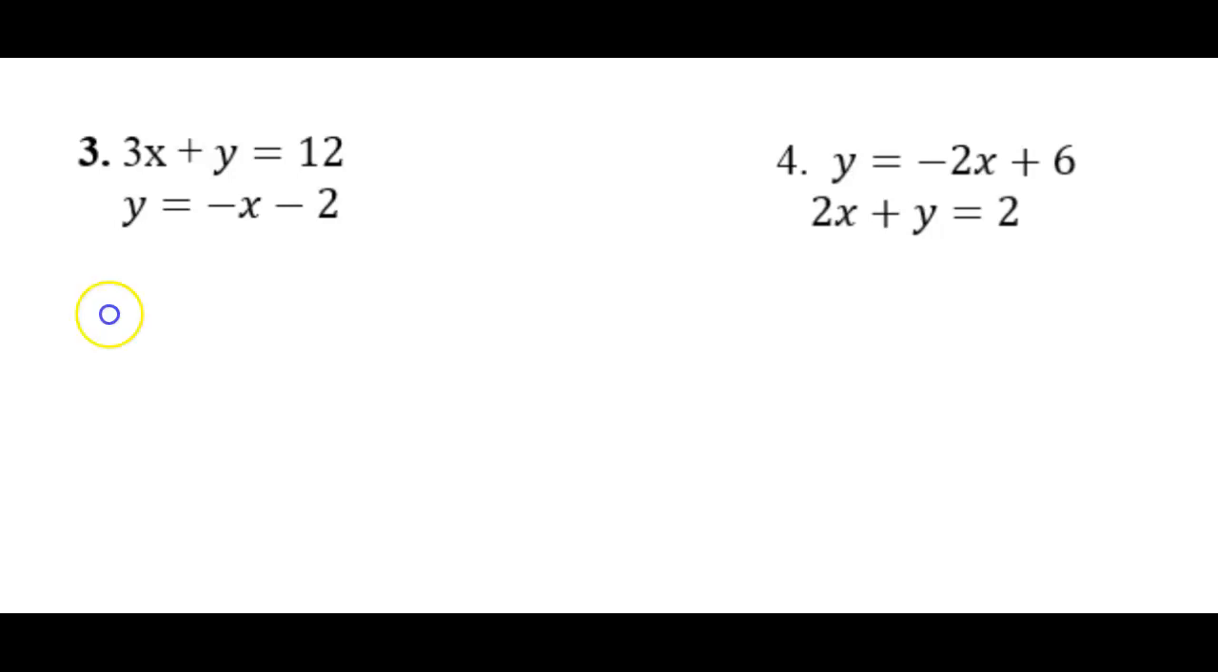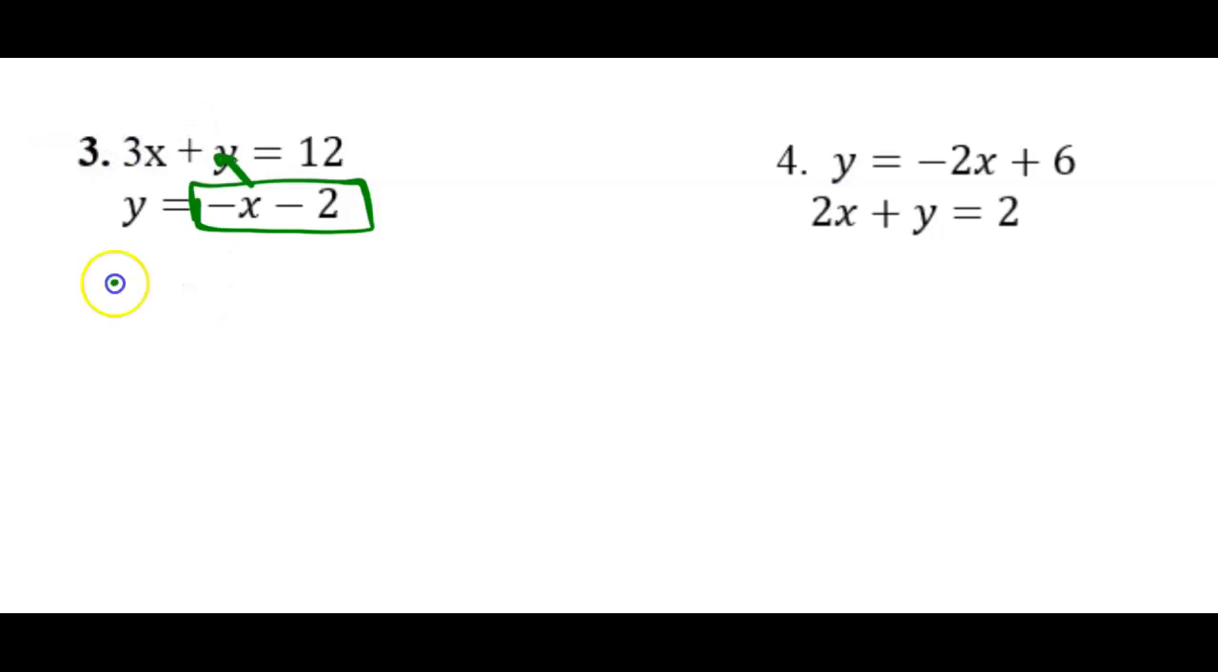Okay. Do I have an x equals or a y equals? I do. I have a y equals right here. It's equal to all of that. It's equal to negative x minus 2. So wherever the y is, I have to put all of that in there. The whole box has to replace my y. So let's rewrite this top equation with that in there.